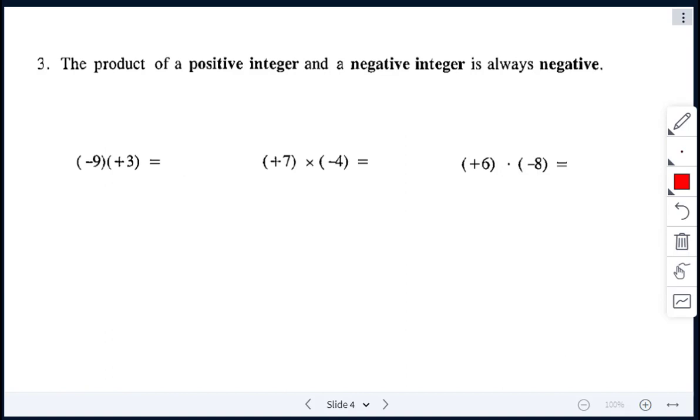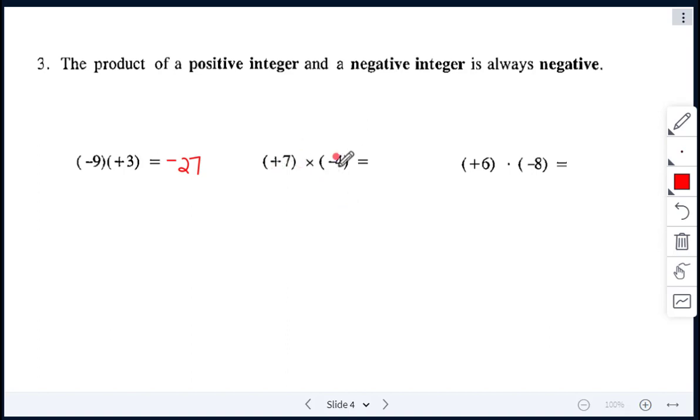The third rule when multiplying integers, the product of a positive integer and a negative integer is always negative. All right, so in our first example, we have negative 9 multiplied by a positive 3. It's a multiplication. We have 1 negative, 1 positive. Our answer will be negative 27.